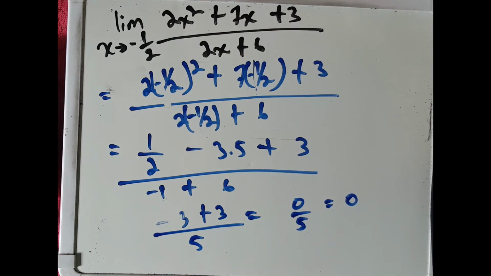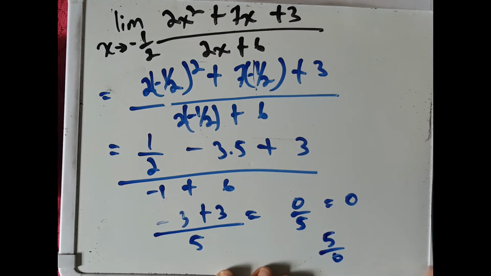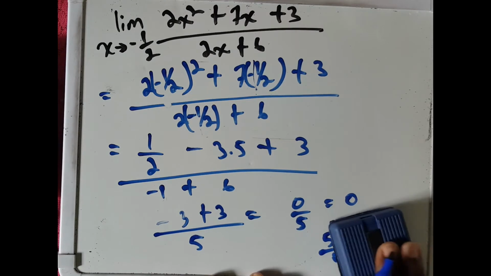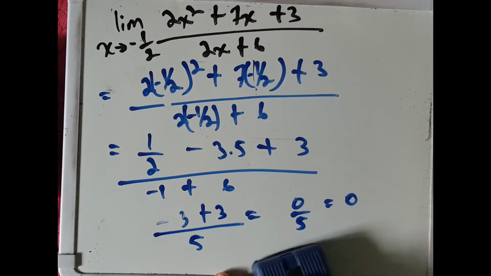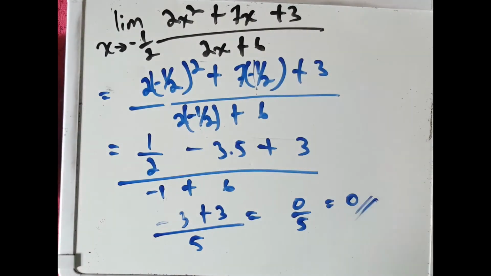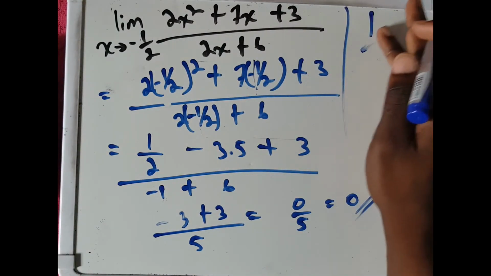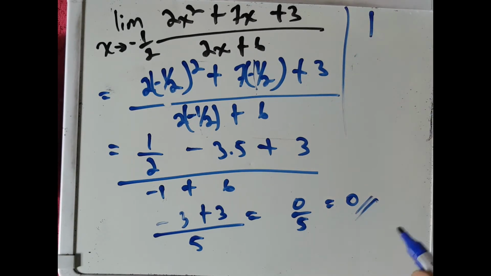This is not undefined. If it was, that would be undefined. Dividing a number by 0 is undefined, but 0 divided by a number is just 0. So the limit of this, if it was approaching a half, would be 1. But if it's approaching negative a half, then my limit would be 0.